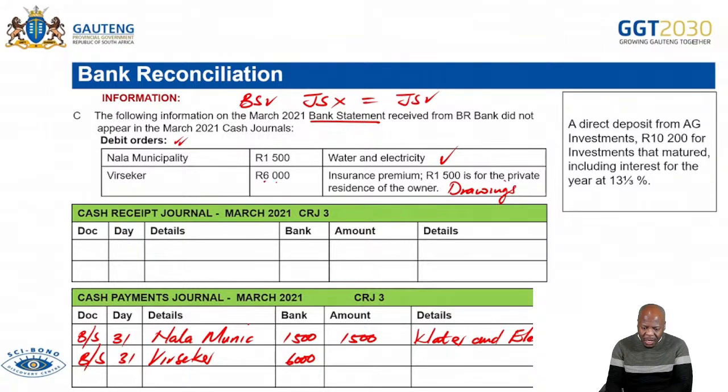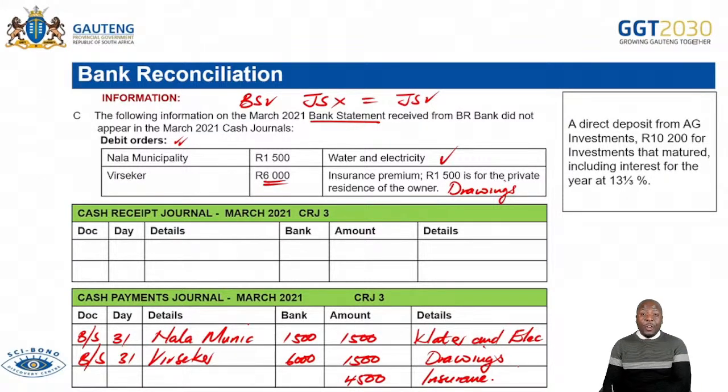I know that that 6,000 was not entirely for our business, because we're told 1.5 is for the owner's private residence. In other words, the 1.5 is drawings. How much is left now? So you say 6,000 minus the 1.5. That gives you 4,500. So I'm going to come here and I'm going to say the 4.5 is for insurance.